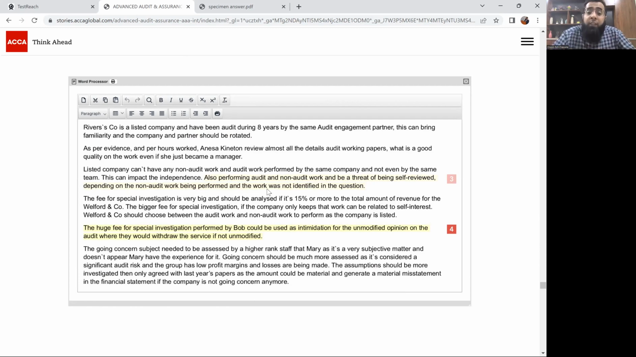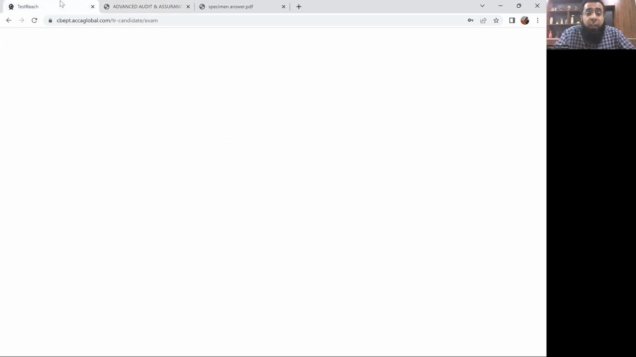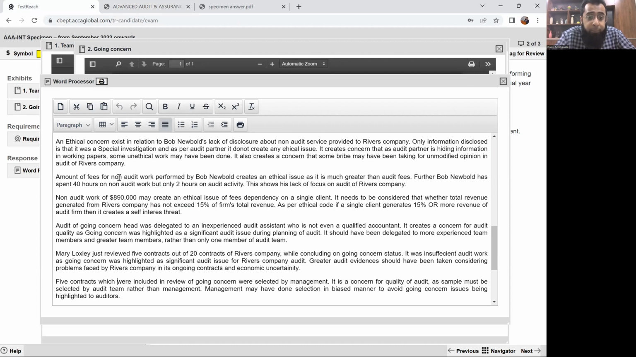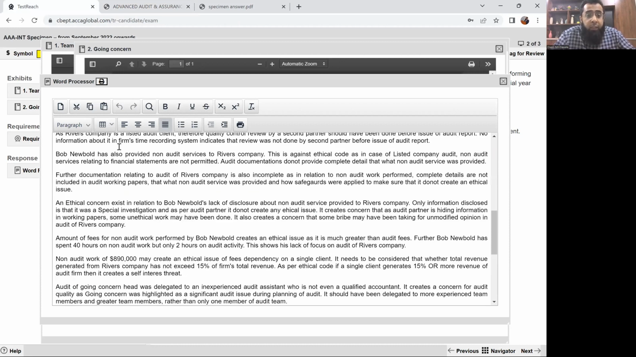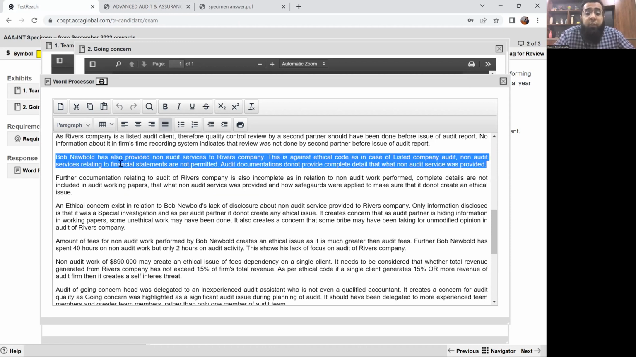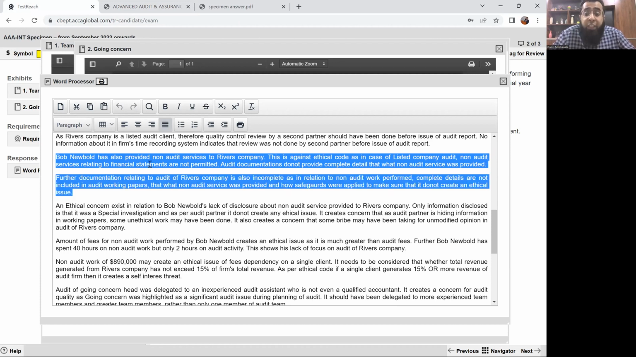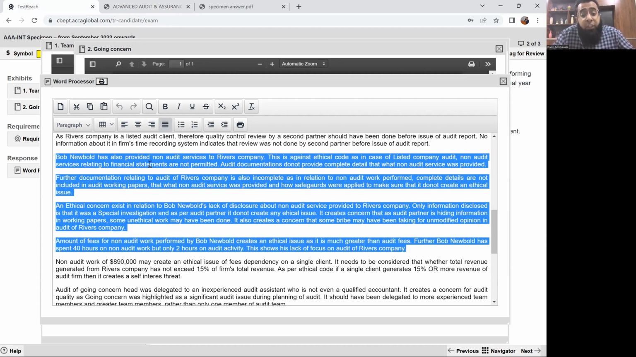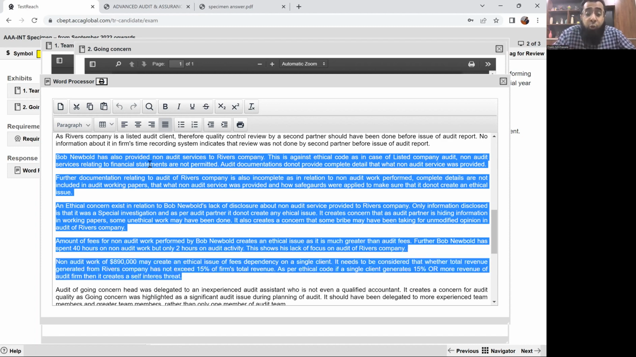Here also there were some good points, such as that too much time was spent on non-audit work. If you remember our answer, we identified many good points here on the non-audit work. We identified that the firm has also provided non-audit services relating to financial statements, which is not permitted. We also referred to the issue of documentation. Then we referred to the audit partner failing to give a proper disclosure. Then we identified the time spent issue, and we identified the fees issue.